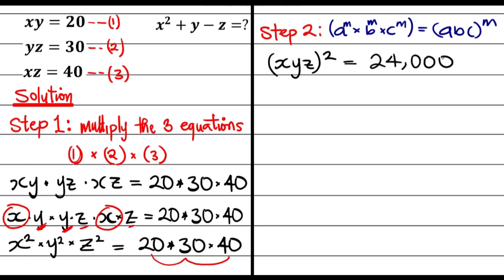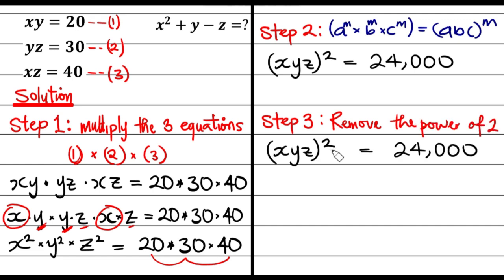24,000 here. Having this, the next thing we're going to do is to remove this power of 2. So, how am I going to achieve that? I can do this by multiplying this 2 by its inverse. It's going to remove that. The inverse of 2 is 1 over 2. That is multiplied by 1 over 2. Of course, it's going to remove that.